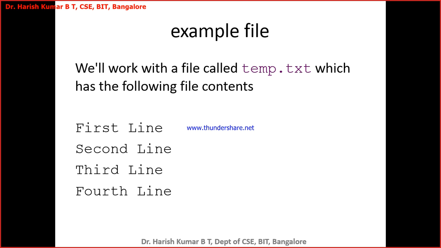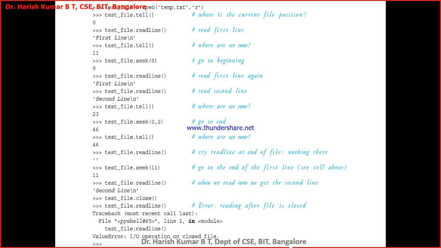Now I have the example. We'll work with a file called temp.txt, which has the following contents: first line, second line, third line, and fourth line. So this is the example shown here. I'm opening temp.txt in read mode, and initially I'm invoking the method tell by using the file handler of temp.txt, which is test file. Since it was opened for the first time and I haven't read anything, the read write pointer will be pointing to the 0th byte.